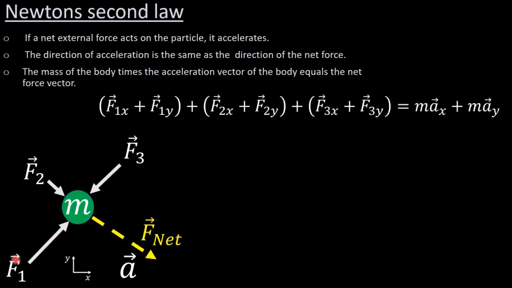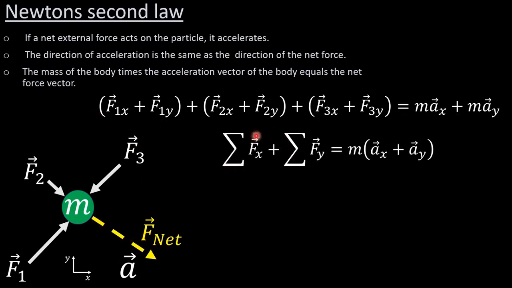So if we look at force 1 down here, that's going to have a component in the x direction and a component in the y direction. Force 2 is going to have a component in the x direction and a component in the y direction. And force 3 is going to have a component in the x direction and y direction. And we equate that to m times acceleration in the x direction plus m times the acceleration in the y direction. And that is because the acceleration is also going to have components in the x and y directions. So we would write that out like this.